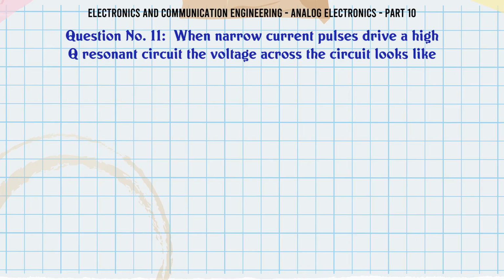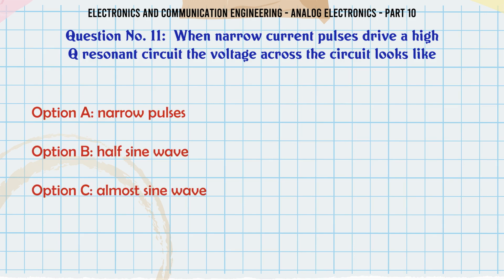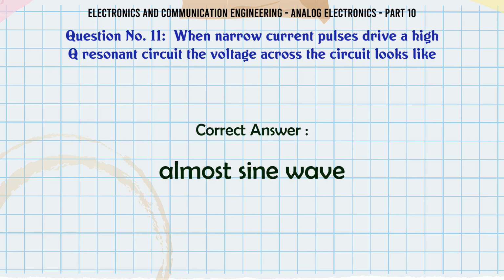When narrow current pulses drive a high-Q resonant circuit, the voltage across the circuit looks like: A. narrow pulses, B. half sine wave, C. almost sine wave, D. either A or B. The correct answer is almost sine wave.